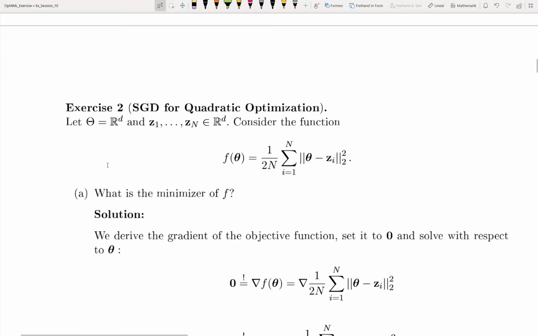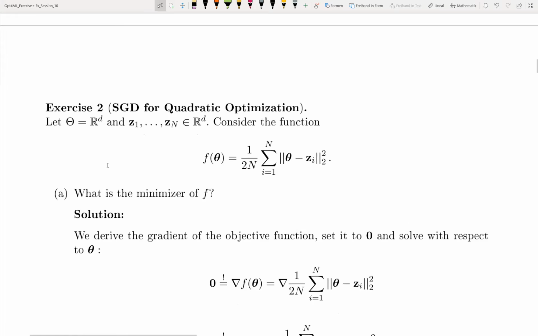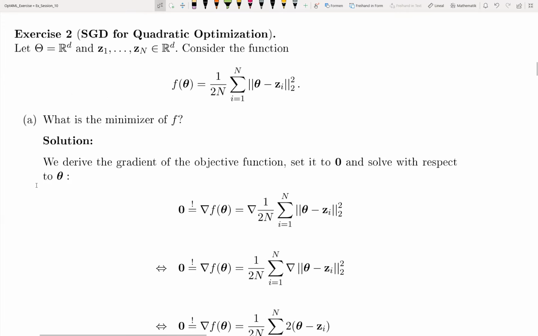Still a rather warm-up exercise, but kind of interesting what the result is. Namely, we want to apply now stochastic gradient descent for this sum-structured objective function, where we have some data points z1 to zn, d-dimensional, and we are interested in minimizing the squared Euclidean distance from all these data points simultaneously, more or less. What's the minimizer of this function f?